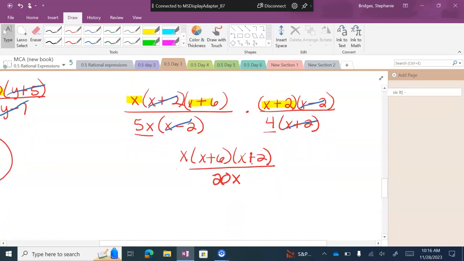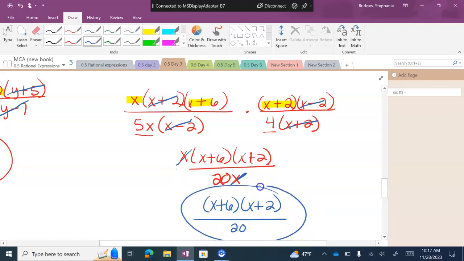Can that simplify any further? I have an x times x plus 6 times x plus 2, and I have a 20 times an x. Are those x's being multiplied by other things? Yeah. So this x can cancel with that x, leaving me with just at the top x plus 6 and x plus 2, and at the bottom it's just 20. Is everybody kind of okay with that?